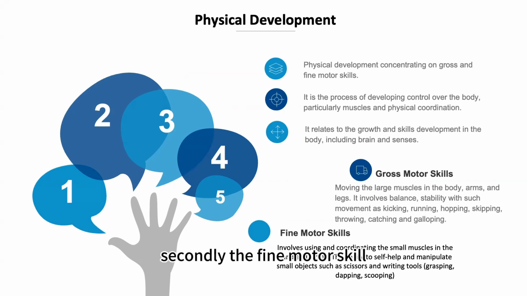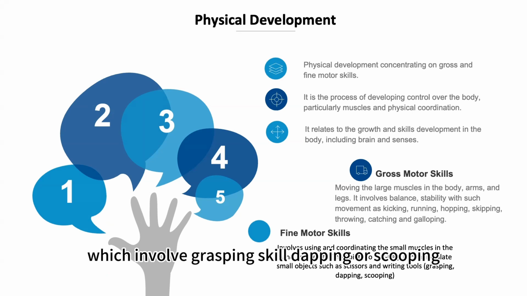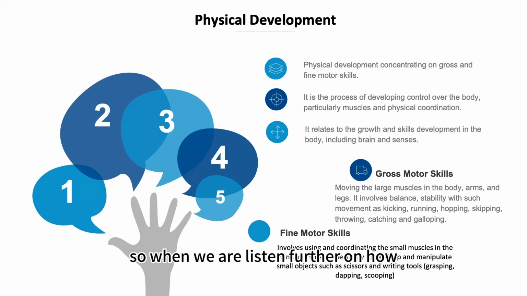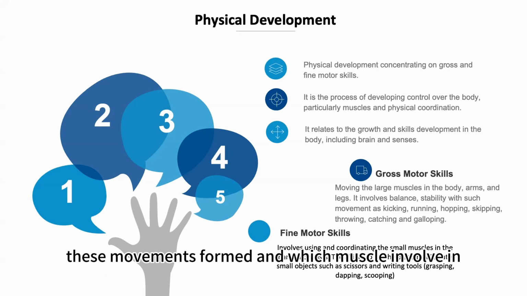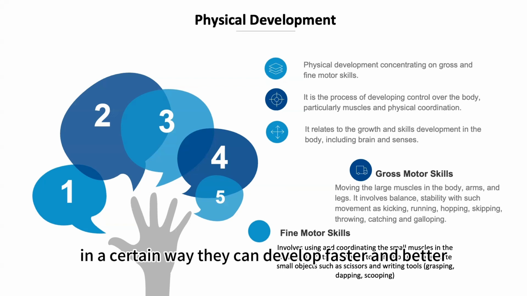Secondly, the fine motor skill. What does it mean? Fine motor skill involves using and coordinating the small muscles in the hand and wrist. So it is the ability to self-help and manipulate small objects, such as using scissors, writing tools which involve grasping skill, dabbing or scooping. When we understand further how these movements form and which muscles are involved in certain movements, we can know where all the muscles and skills come from. Some won't develop naturally. If we could nurture them better in a certain way, they can develop faster and better.